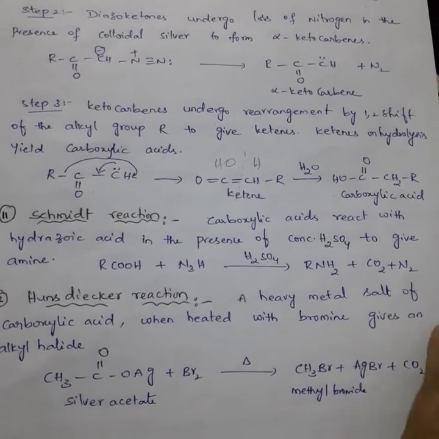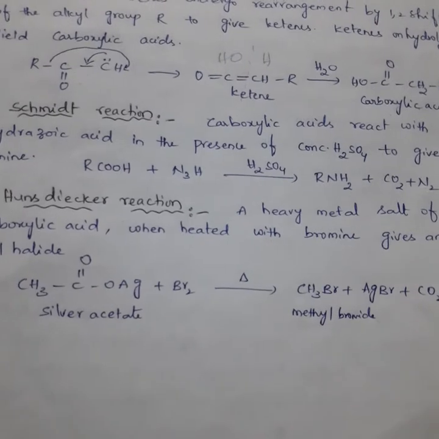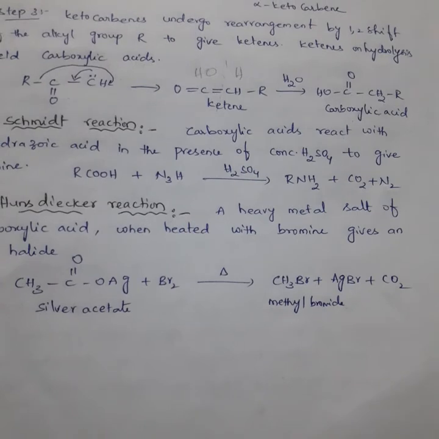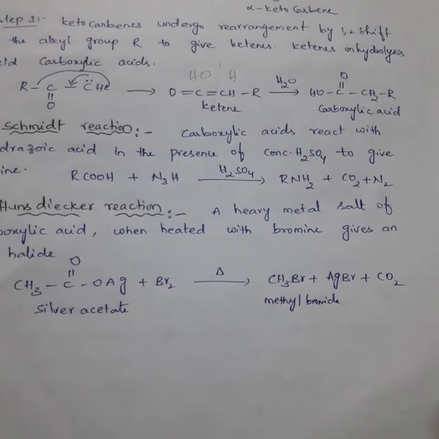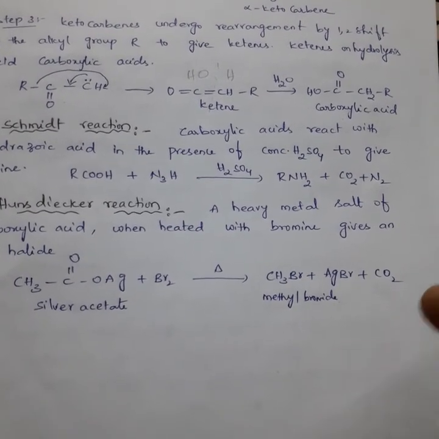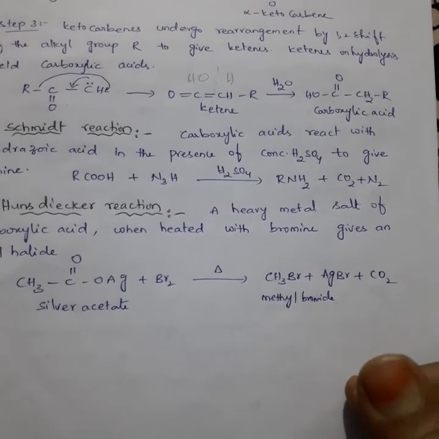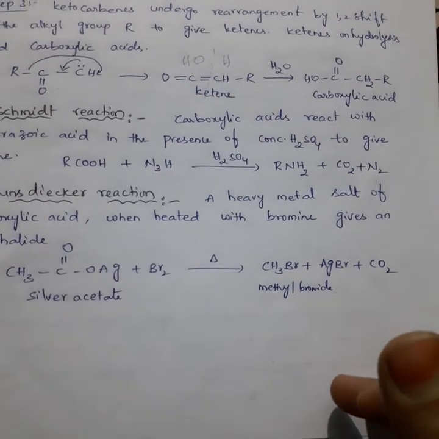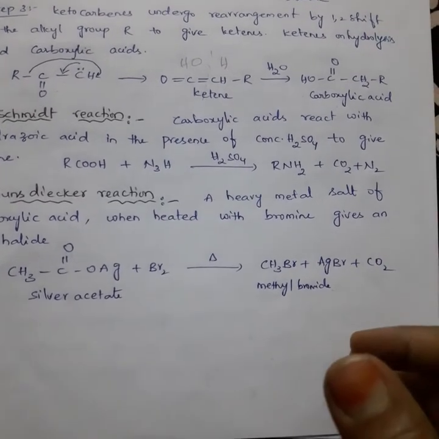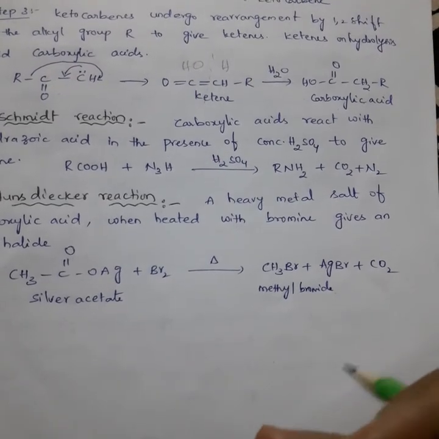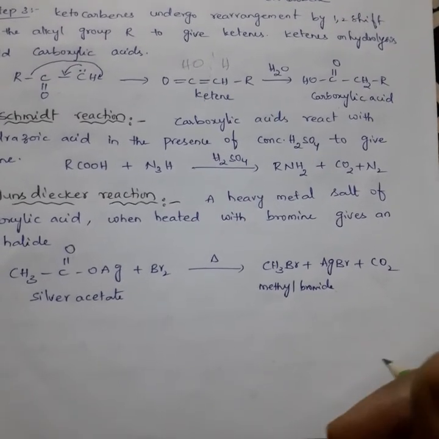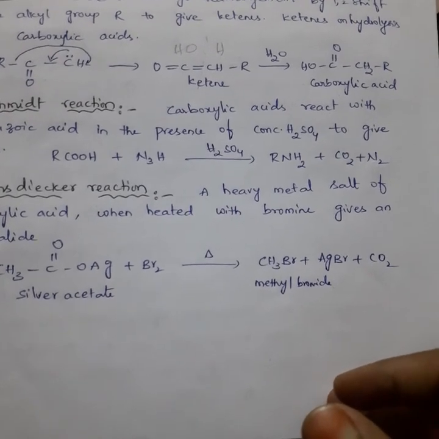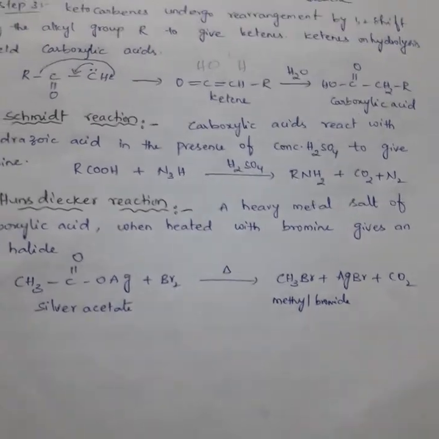Okay, so while writing the chemical properties of these carboxylic acids, you need to remember that they undergo chemical reactions under different headings. First one is reactions which involve only H. Next one is reactions which involve OH of the carboxylic acid. Next one is reactions which involve CO of this COOH group. Next one is reactions which involve R, that is the alkyl group of this carboxylic acid, and there are some special reactions like the Arndt-Eistert synthesis, Hunsdiecker reaction, and Schmidt reaction.